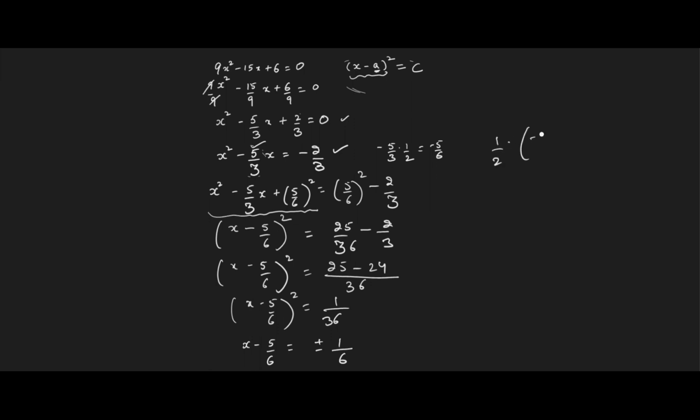So, take the half of the middle coefficient, which is 1 by 2 of minus 5 by 3. This is minus 5 by 6. On taking its whole square and adding it to both the sides, we get this. Okay. Now we can simply write this as x minus 5 by 6 whole square is equal to, now we can simplify the right hand side, and then we get x minus 5 by 6 is equal to plus minus 1 by 6, and hence we are able to solve the quadratic equation by completing the square.